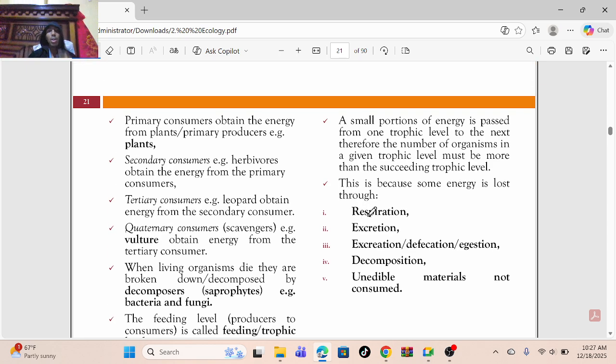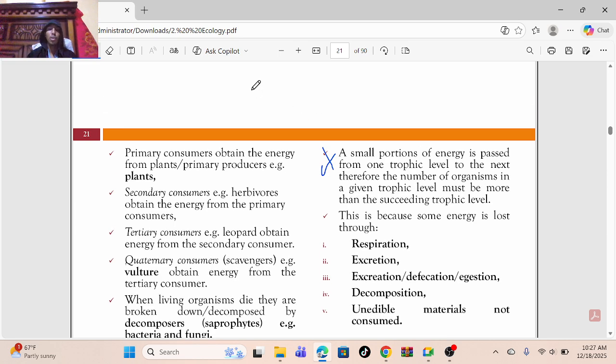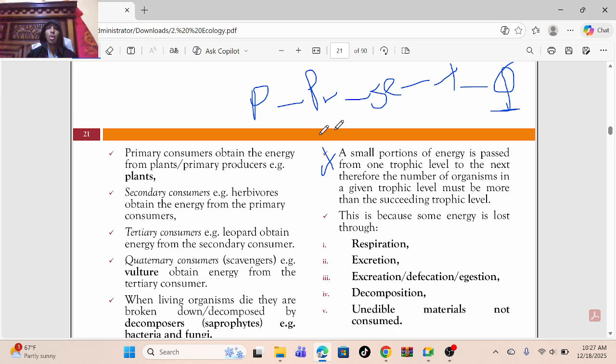First let me answer a very important question which comes often in exams. A small portion of energy is passed from one trophic level to the next. For example, from producer to primary consumer the energy is reduced, then from primary consumer to secondary consumer the energy is also reduced. From secondary to tertiary also reduced. From tertiary to quaternary reduced. So the energy that reaches the quaternary, compared to primary and secondary consumers, is very low.